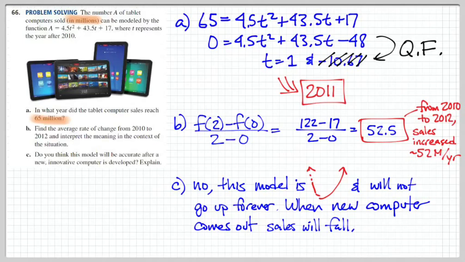Lastly, this model doesn't make sense. After a certain point, the parabola itself will go on and up forever and ever if we just strictly used this equation. But we know that realistically that's not true. When a new computer comes out, the sales will eventually fall and it'll come back down. So this only is really probably good for the first year or two.